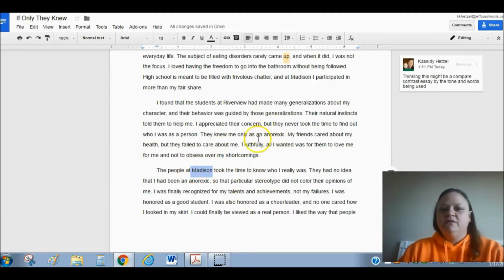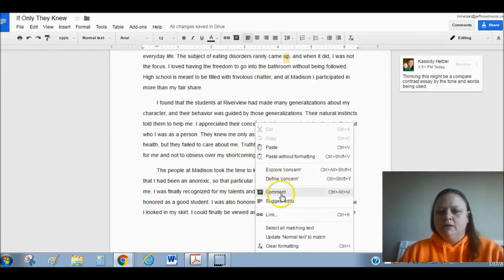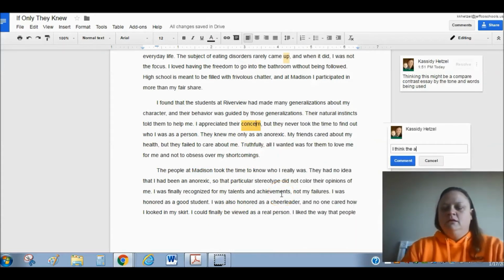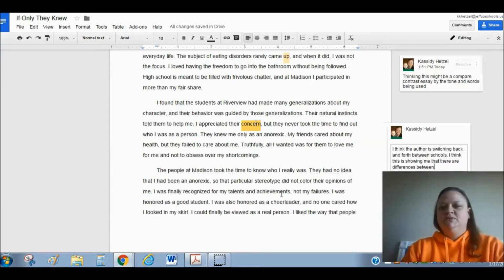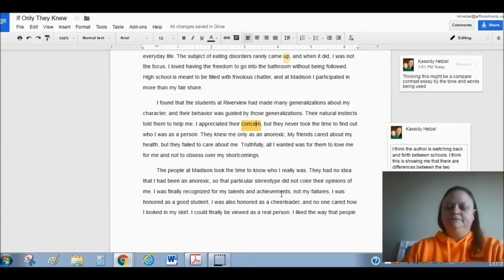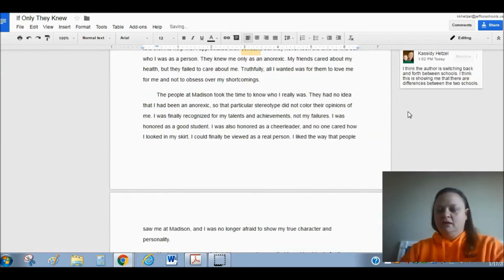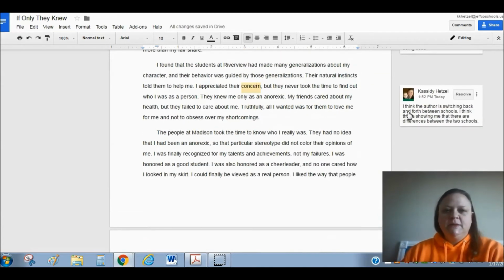So I'm going to assume, without even reading this fully right now, that this is going to be all about Riverview and this is going to be all about Madison. So I'm going to make a note that I think the author is switching back and forth between schools. I think this is showing me that there are differences between the two schools. We're honing in on what we think this essay is here, but let's read the paragraphs to make sure.